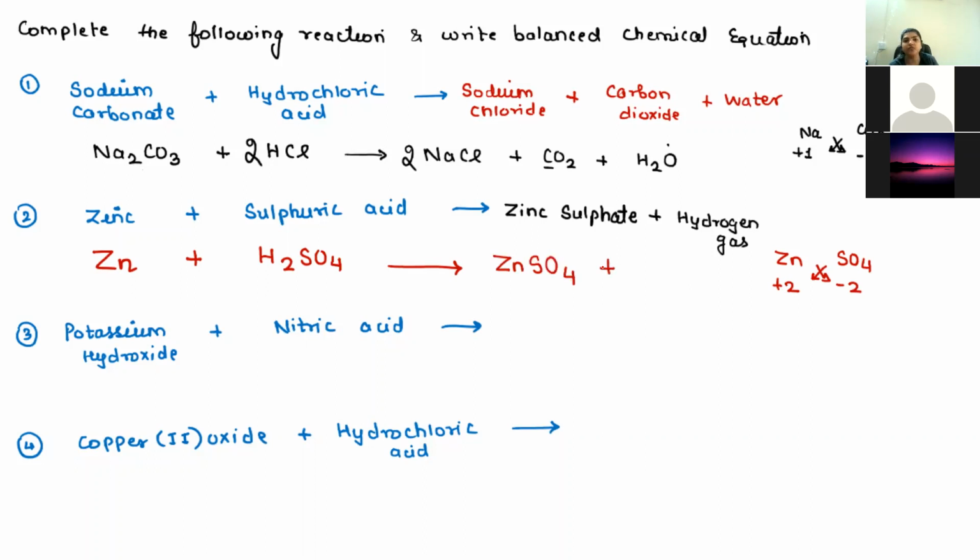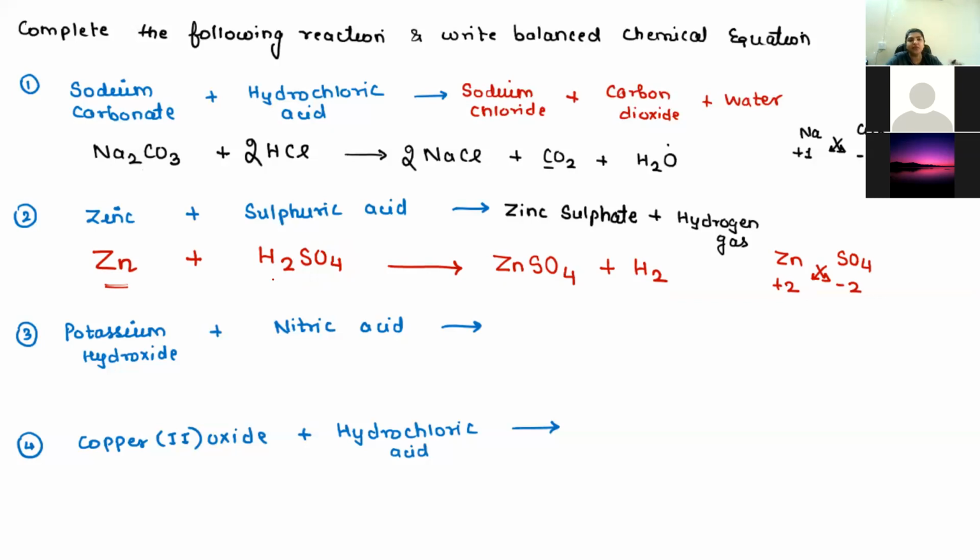Plus, how will you write hydrogen? Hydrogen is H2. Check balancing. Is it already a balanced equation or do you need to balance? Zinc is 1 on the left hand side, 1 on the right hand side, so zinc is balanced. SO4 together is 1 unit on both sides, so SO4 is also balanced. 2 hydrogen and 2 hydrogen, so hydrogen is also balanced. So this is our balanced chemical equation.